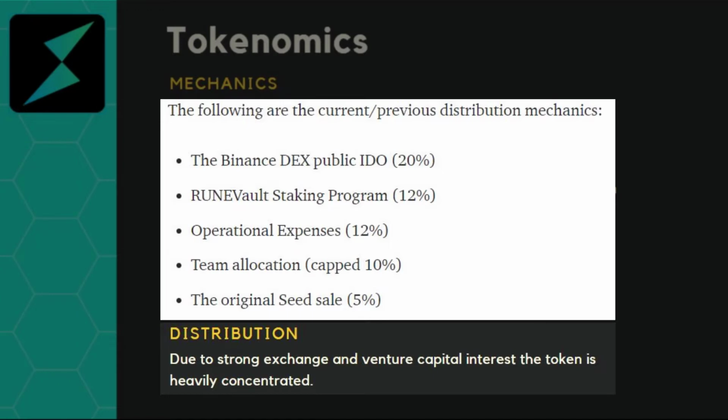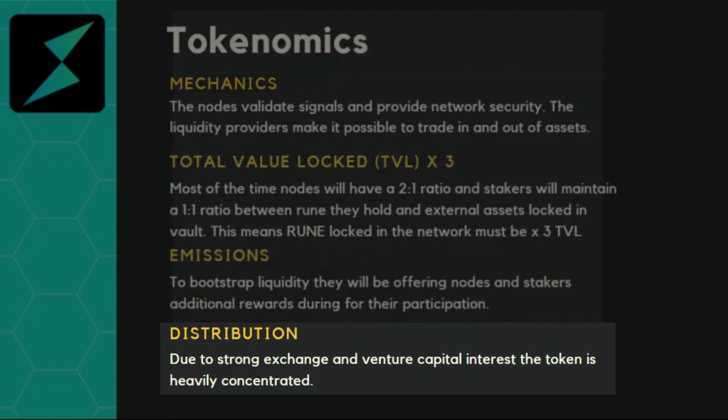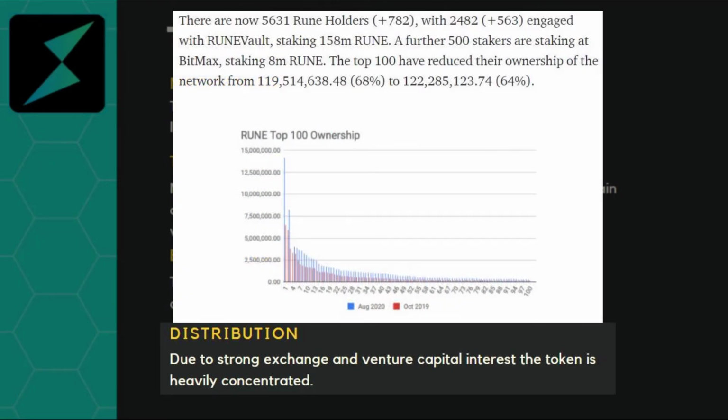And unlike other teams and projects which raise hundreds of millions of dollars in their ICO but haven't delivered a product, they raised about $3 million. And at the time of recording, they're basically live with their mainnet. Currently, there's over 5,600 Rune token holders, and the token distribution amongst these holders is highly concentrated, where the top 100 holders have about 64% of the total circulating supply.